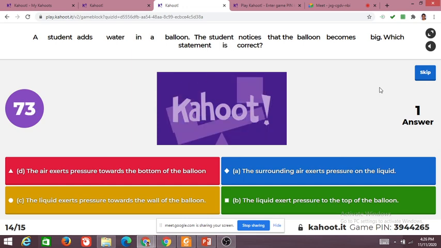See, a student is adding water in a balloon. So, there is a change in the shape of the balloon. So, which of the statements is correct? First one, air exerts pressure towards the bottom of the balloon. Second one, surrounding air exerts pressure on the liquid. Third one, the liquid exerts pressure towards the wall of the balloon. And fourth one, liquid exerts pressure to the top of the balloon.